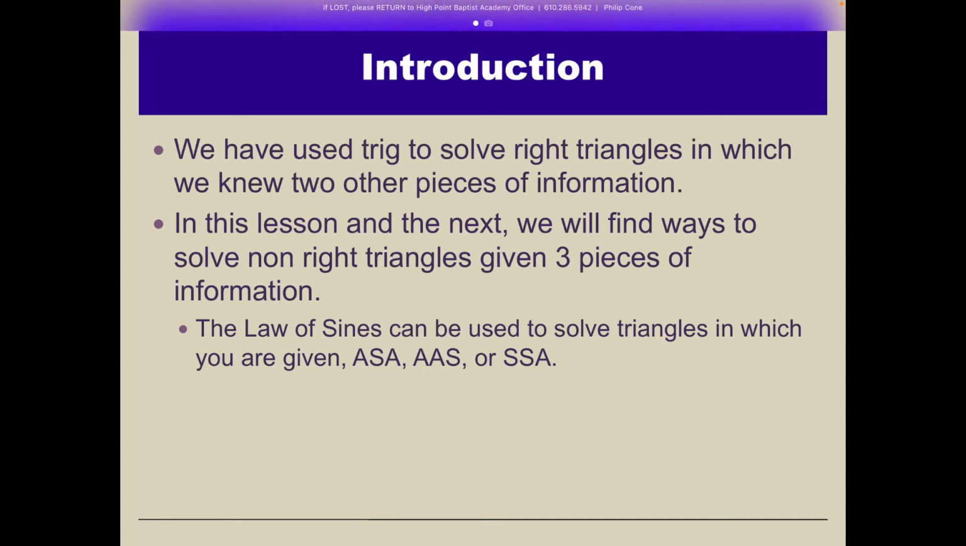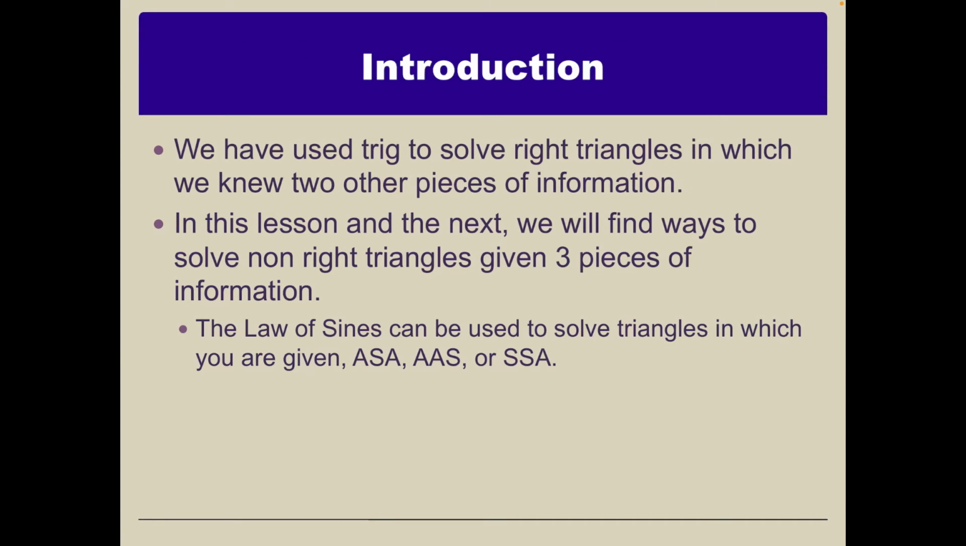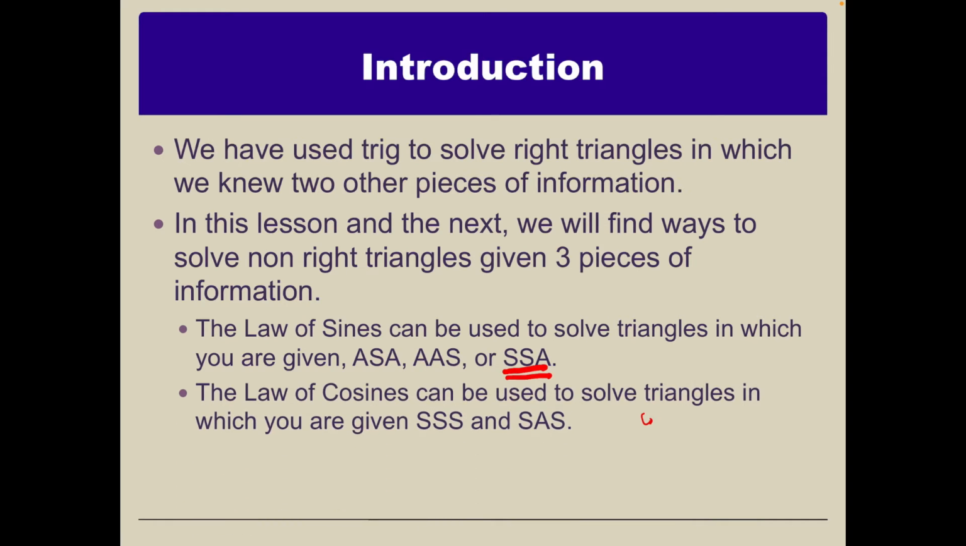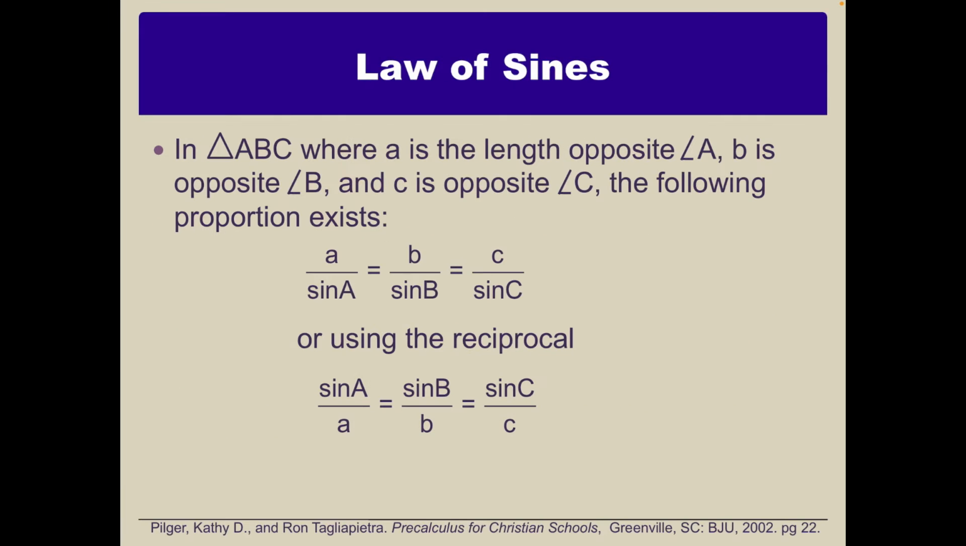There is one case that is an ambiguous case, which we'll talk about when we have side, side, angle. Then we use the law of cosines if you know all three sides or two sides and the included angle. So in this lesson, we're going to be focusing on the law of sines.